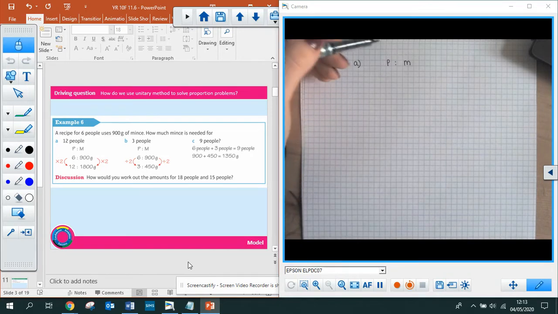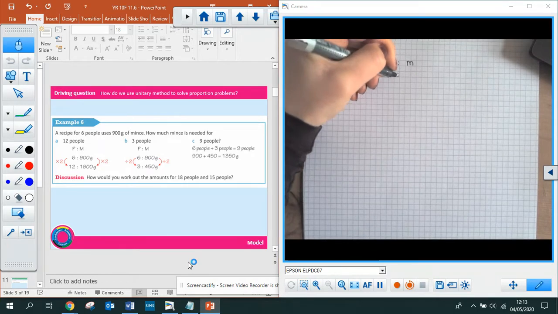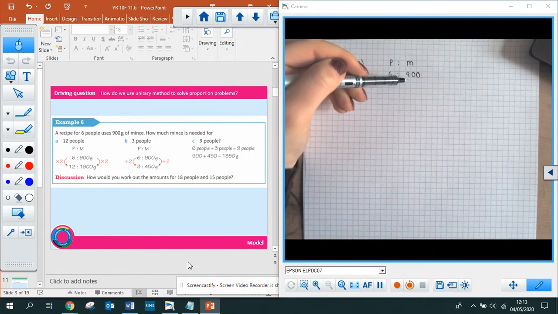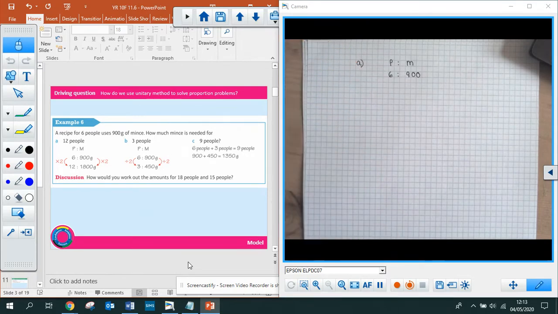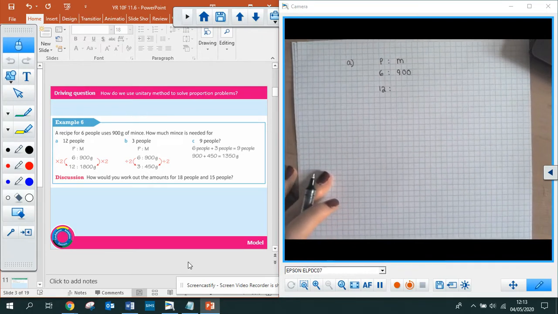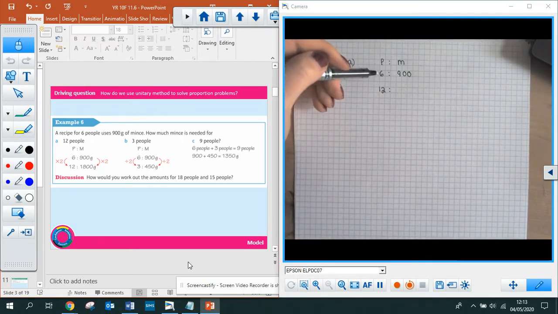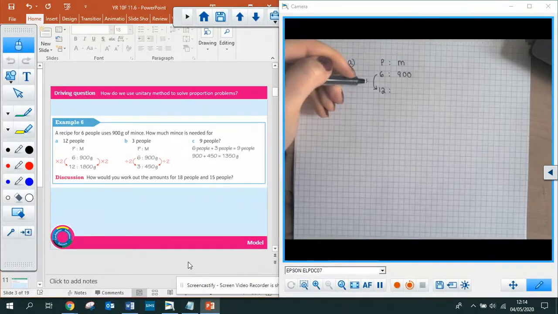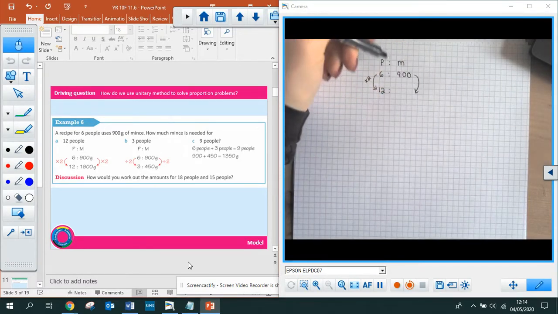So P in what we know is 6. Okay, so for 6 people we need 900 grams of mince. So P is 6, 900 is our mince, okay? So that's what we need for 6 people. The question's asked us for 12 people. So our people becomes 12. Now the first question I'm going to ask myself is, well, how do I get from 6 to 12? Well, all I need to do is multiply by 2, because 12 is double 6. Therefore, I do the same with my amount of mince.